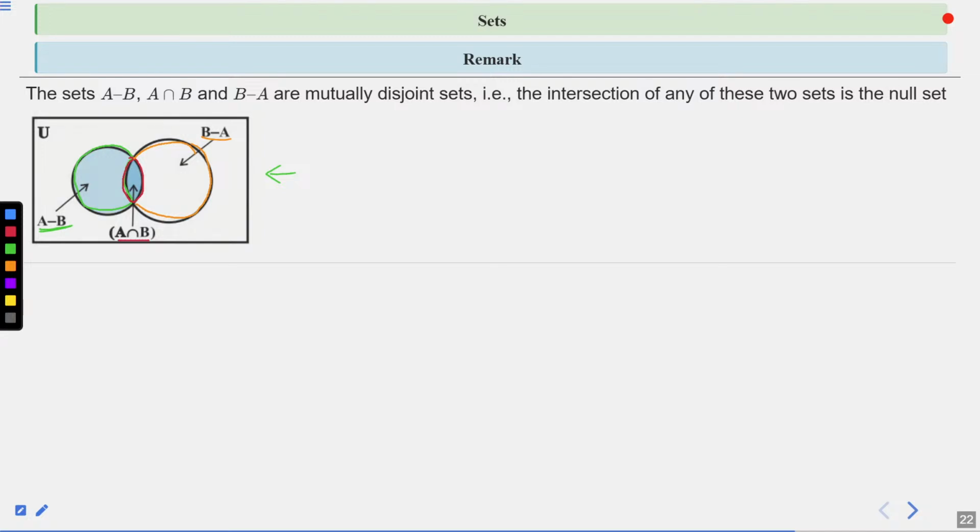So, they all are mutually disjoint sets. Mutually simply means that if you pick any two, the intersection between the two is empty. So we are using the term mutually. Clear? Meaning any two. Picking any two sets among A minus B, A intersection B, or B minus A, any two.